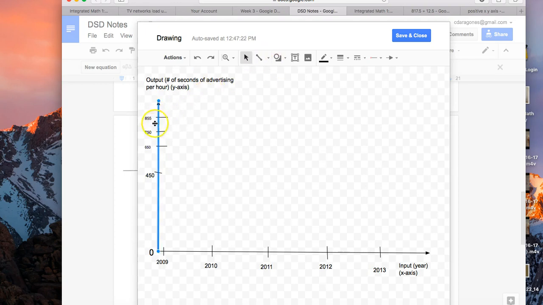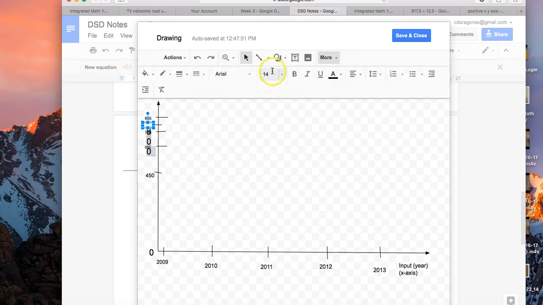So 800 is about right here. Just trying to make a line. So 800 is about right here. Okay? So again, it's really important you scale your graphs appropriately so that they actually make visual sense.